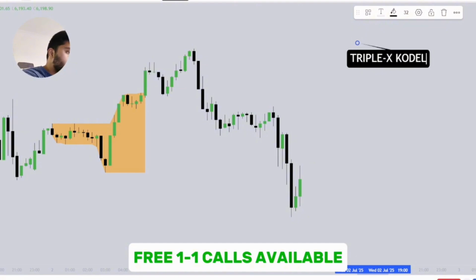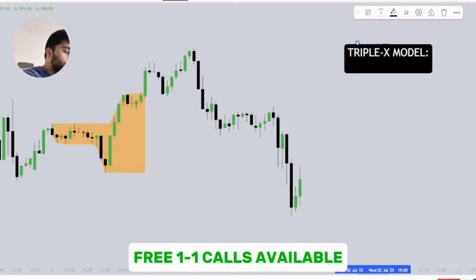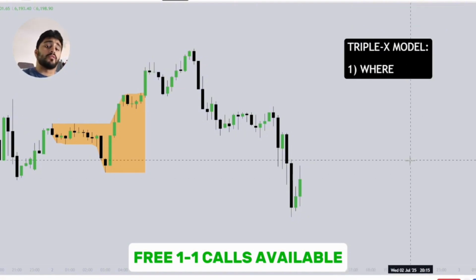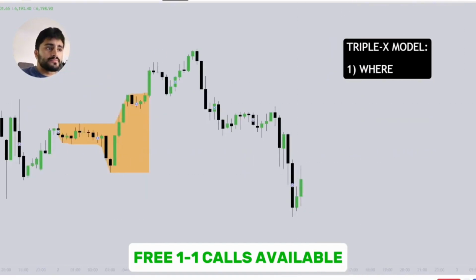It's the XXX model. The reason I like it is because it's straightforward to learn, and it's simple. You want to know where to trade from. So how do we determine where to trade from? How do we determine our key level? This is how we do it.